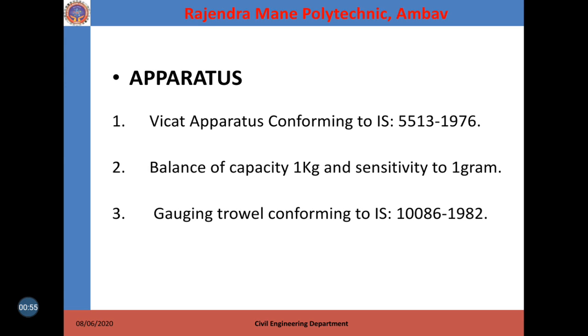For this experiment we require the Vicat apparatus conforming to IS 5513, 1976, a balance of accuracy 1 kg and sensitivity of 1 gram, and a gauging trowel conforming to IS 10086, 1982.